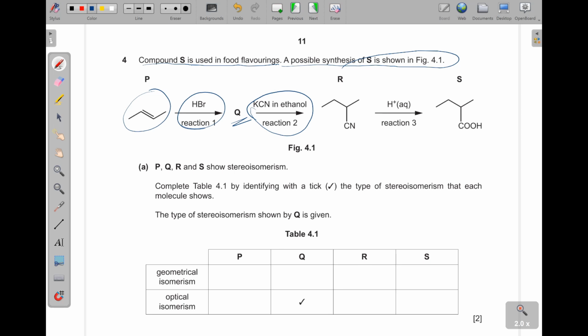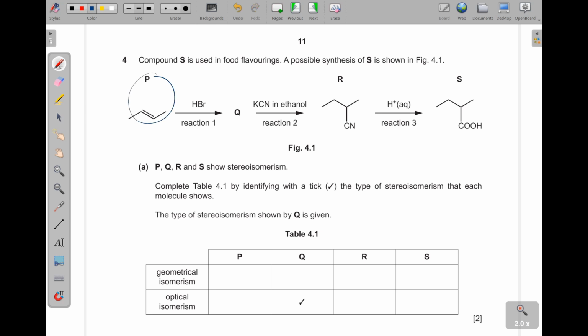This one actually is the one that extends or grows the carbon chain. We are seeing this one added on, and then this is an acid added here. So it is a hydrolysis reaction. Then this one goes to a carboxylic acid. Okay, and then they are saying here that in part A, P, Q, R, and S show stereoisomerism.